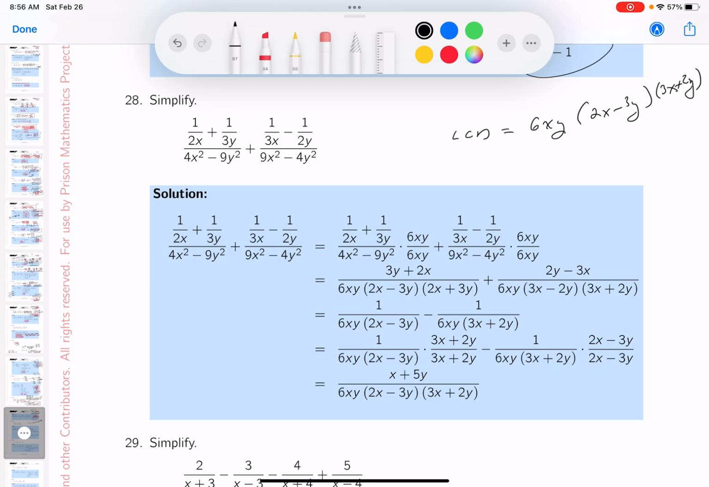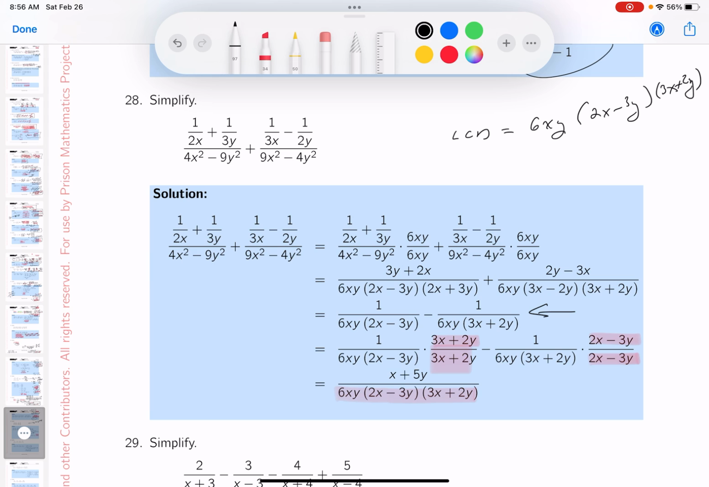All right? We're at this line here. So what do I do? I actually write the builders down for you. So this guy's going to be 3x plus 2y, and this guy's going to be 2x minus 3y. All right, what do I do now? The denominators are equal. They both have a factor of 6, a factor of x, a factor of y, a factor of 2x minus 3y, and a factor of 3x plus 2y.